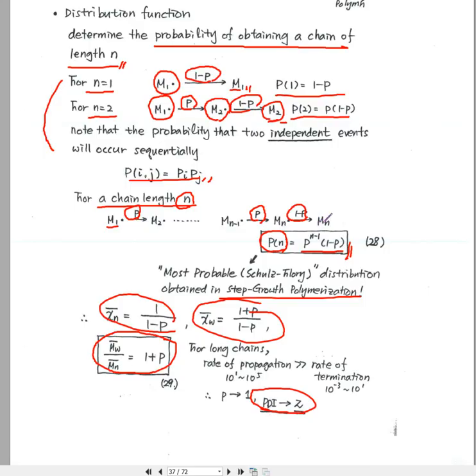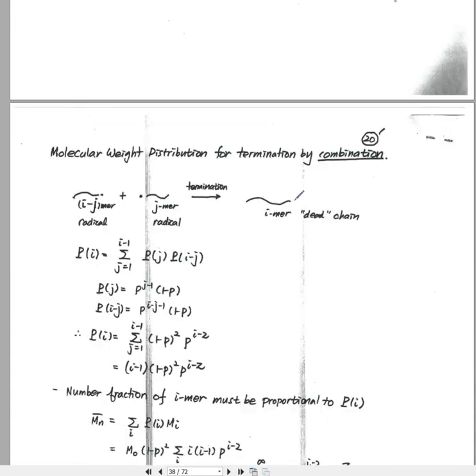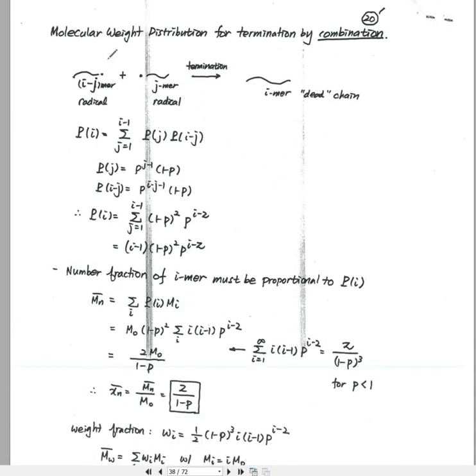If termination is occurring by combination, then the resulting polymer chain length will be larger, right? Longer, right? So then the molecular weight distribution will be different, right? So here we will check the molecular weight distribution for termination by combination.